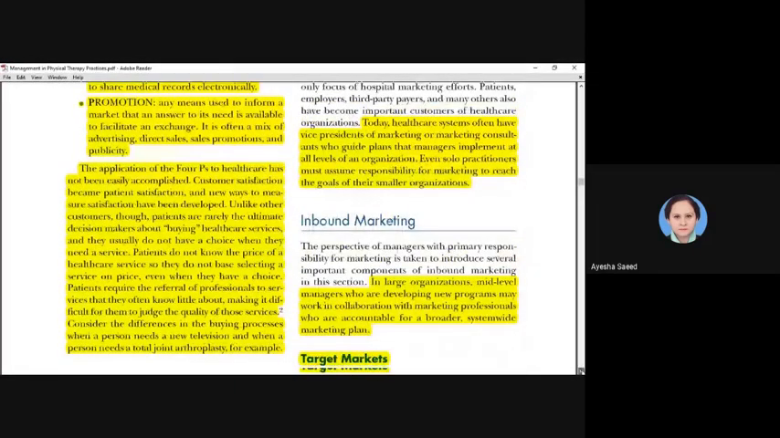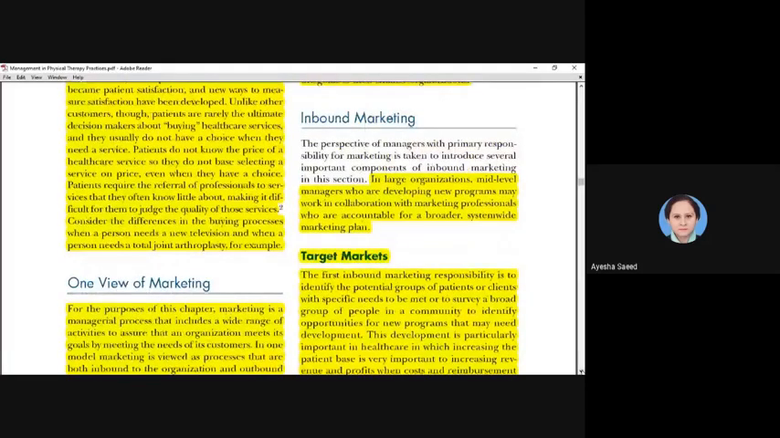Now coming to inbound marketing, in large organizations, mid-level managers who are developing new programs work in collaboration with marketing professionals who are accountable for a broader systematic marketing plan. Inbound marketing, that is more research-based, is achieved through various processes. First is target markets. The first inbound marketing responsibility is to identify the potential group of patients or clients with specific needs to be met, or to survey a broad group of people in the community to identify opportunities for new programs that may need development.